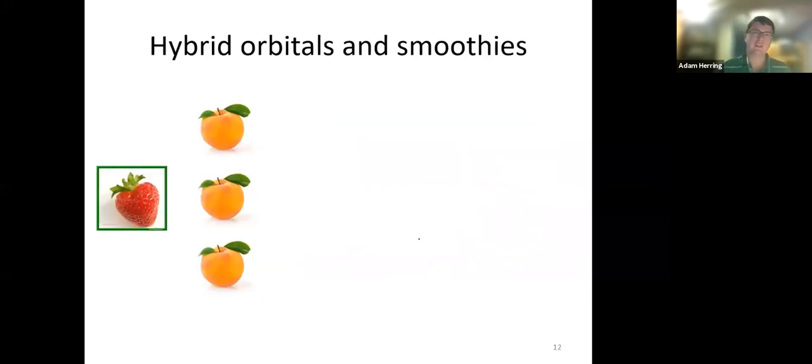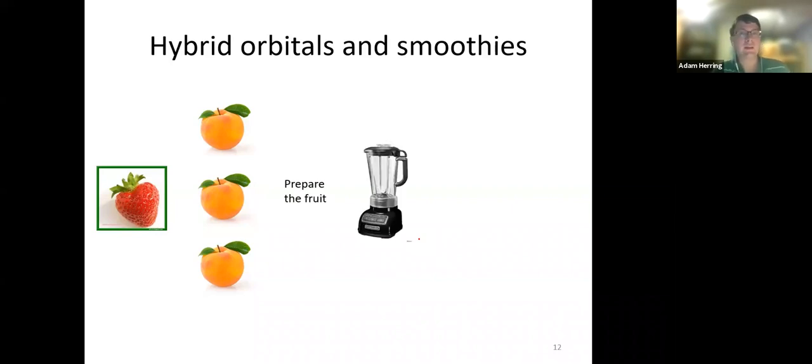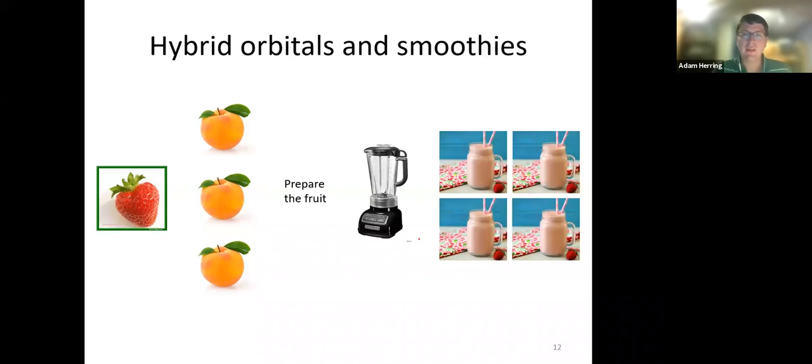So let's draw an analogy here. Let's say that you wanted to make a smoothie, and you want it to be 1 part strawberry, 3 parts peaches. What you would do is you'd take those, cut up and prepare the fruit, put them into the blender, blend it all up, and then pour out 4 identical smoothies. And that's because you've mixed together the properties of the individual fruit. And say you and 3 other friends are getting together, so you pour out 4 total smoothies.